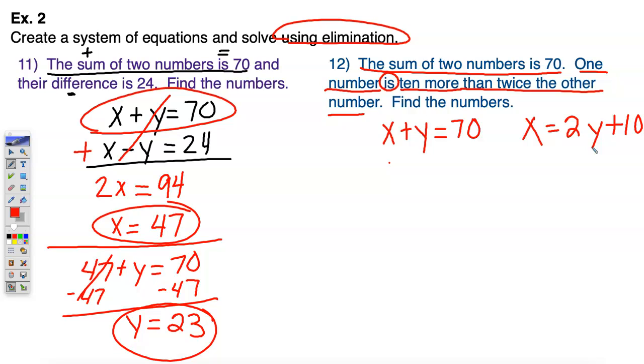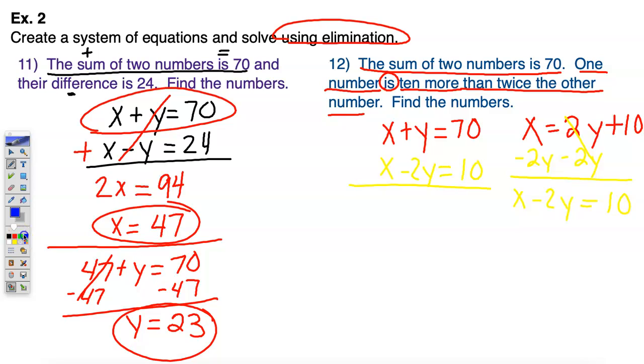Well, this would be great for substitution, but we're supposed to use elimination. So I'm going to move this 2y over here. So I have 10 equals x minus 2y. And then I can combine that with my other equation, and that allows me to use elimination a lot easier.